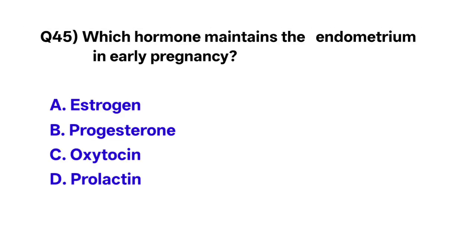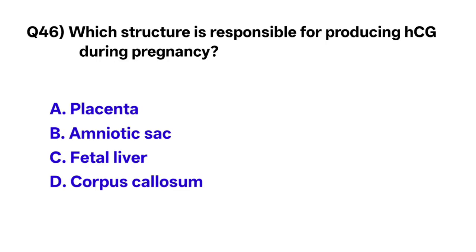Question number 45. Which hormone maintains the endometrium in early pregnancy? The correct option is B. Progesterone. Question number 46. Which structure is responsible for producing HCG during pregnancy? The correct option is A. Placenta.